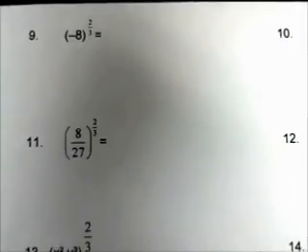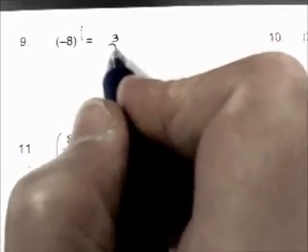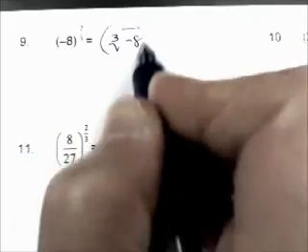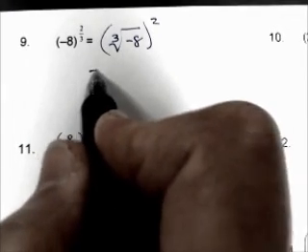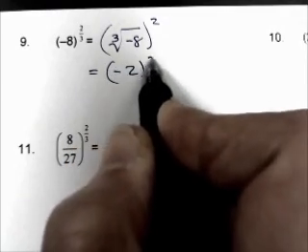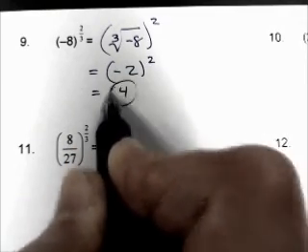Next, more practice. Negative 8 raised to the 2/3. This would be the cube root of negative 8. That result squared. Cube root of negative 8 is negative 2, and then negative 2 squared is 4.